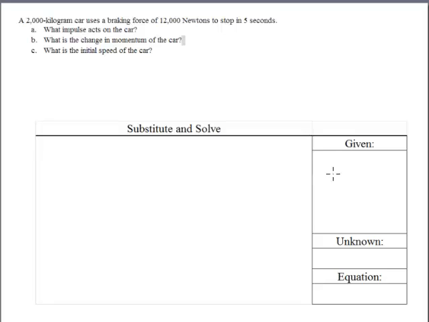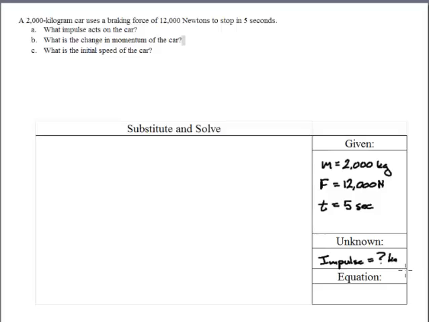We have a mass which is 2,000 kilograms. We have a force which is 12,000 newtons. We have a time which is 5 seconds. First thing that we're looking for is impulse, equals question mark, and that unit is kilograms times meters per second.